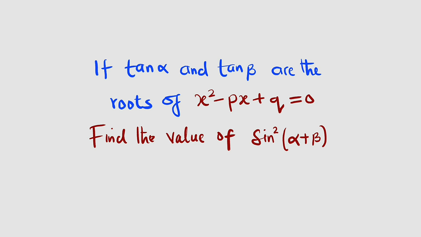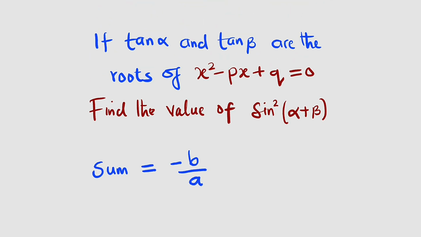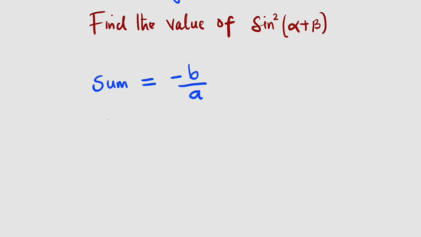Okay, let's get started. Remember, from the sum and the product of roots of a quadratic equation, if you want to find the sum of roots, it is as simple as taking the negative of the coefficient of x, divided by the leading coefficient, which is a. But the sum here means tan alpha plus tan beta, because they are the roots of this quadratic equation. So we say that tan alpha plus tan beta will be minus b.